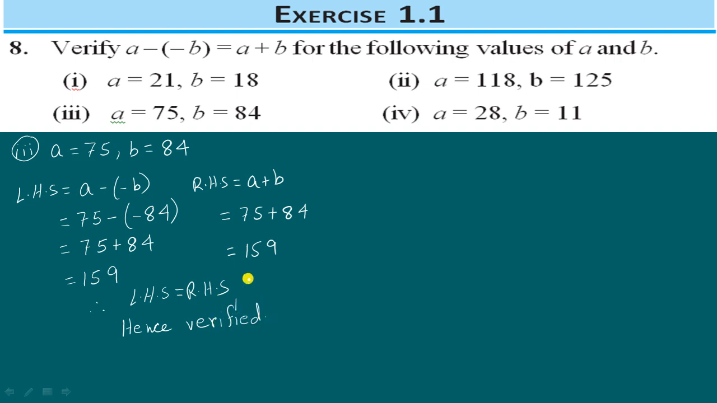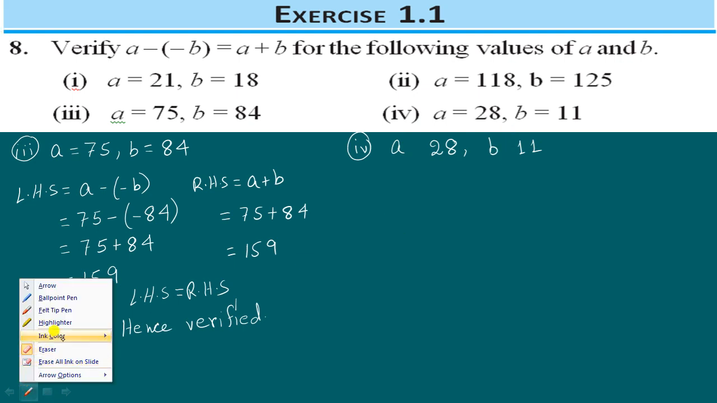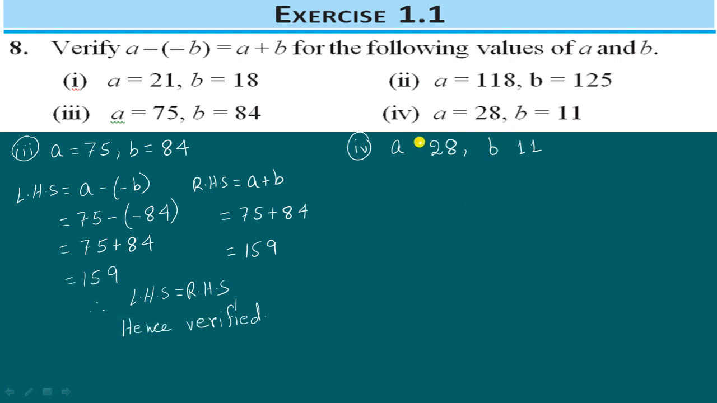We'll solve question number 4. Here you see the value of a is given as 28 and the value of b is 11. Let us write in a proper way. a is equal to 28, b is equal to 11.